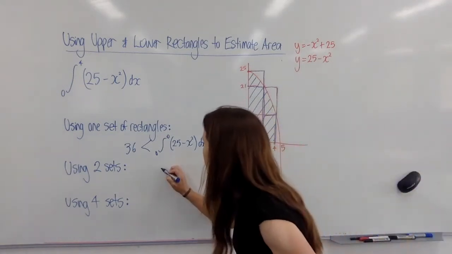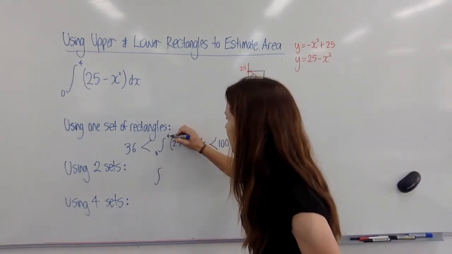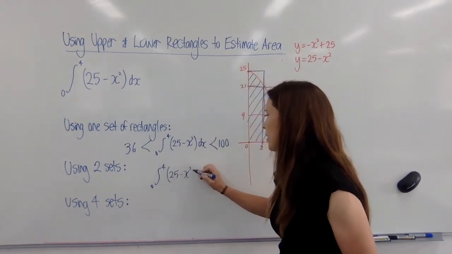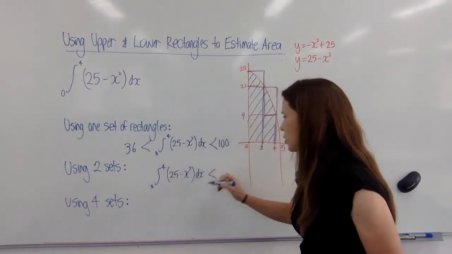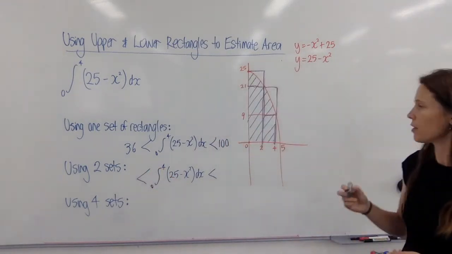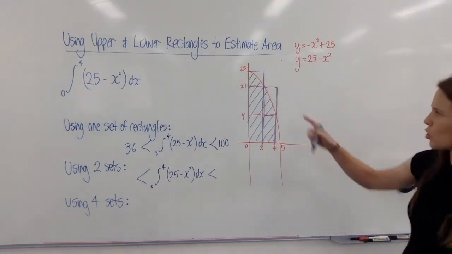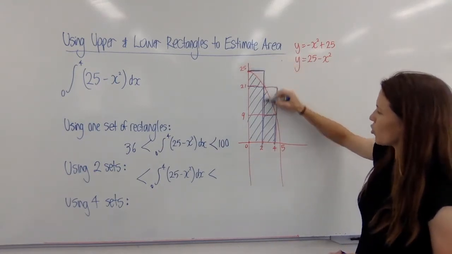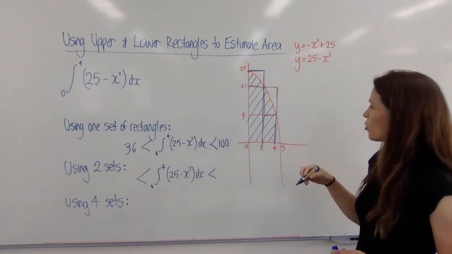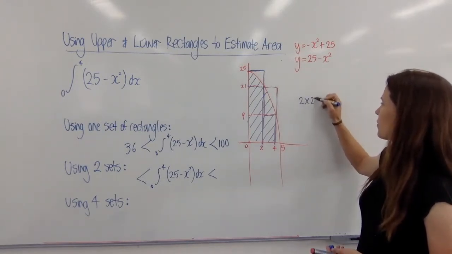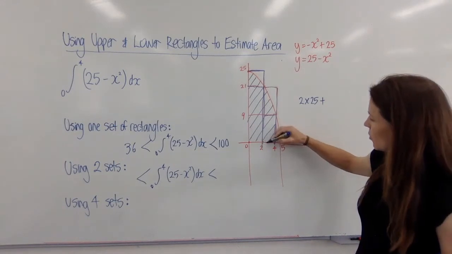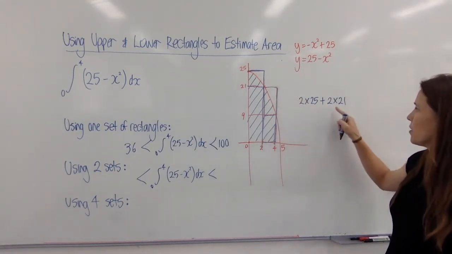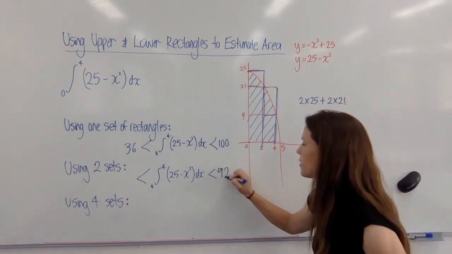All right, so let's start by, oops, this needs to be a 4 here. Let's start by writing in an expression for our area and say it's between this and that, and we can figure the two out. All right, the estimate that's too big, let's do that first. We've got a rectangle that's 2 wide and 25 tall. So 2 times 25 is 50, and then we need to add it to 2 times 21. So we've got 50 plus 42, 92.